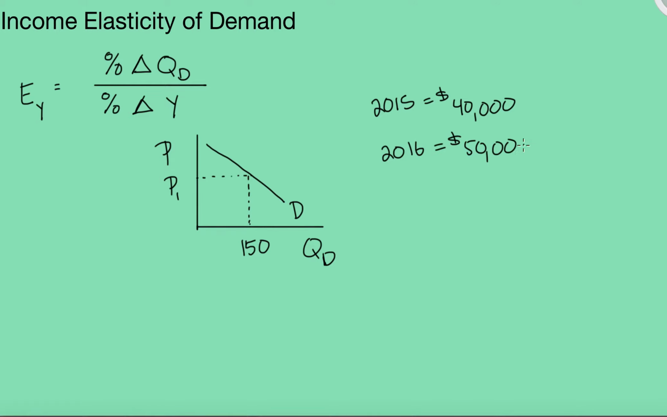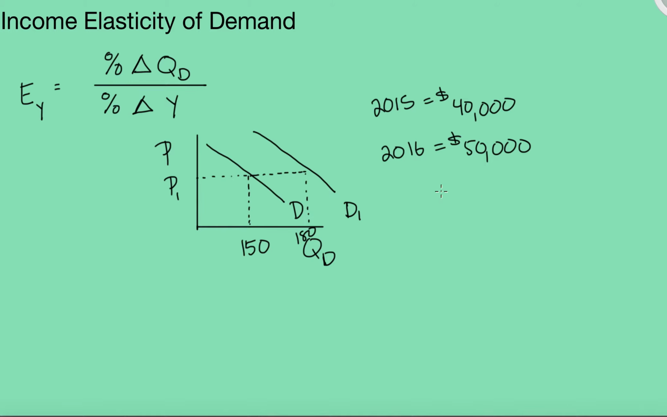So we want to find out what this family's income elasticity of this good is. We're going to see that their demand is going to shift to the right to demand sub 1, and we're going to assume that even if the price stays the same, they're going to buy more of this good. Let's say they buy 180 units of this good.